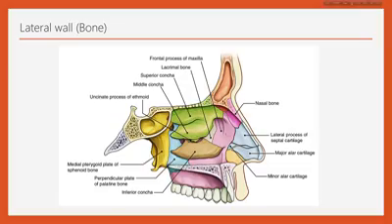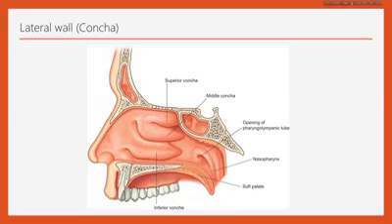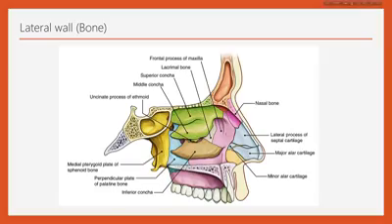Now let's study the lateral wall of the nose. The lateral wall of the nose is irregular owing to the presence of three shelf-like bony projections. These shelf-like bony projections are called conchae. The conchae are the superior concha, middle concha, and the inferior concha. The formation of the lateral wall is as follows.